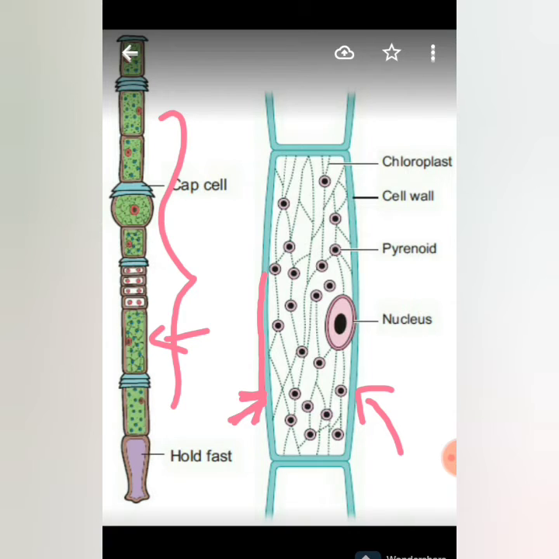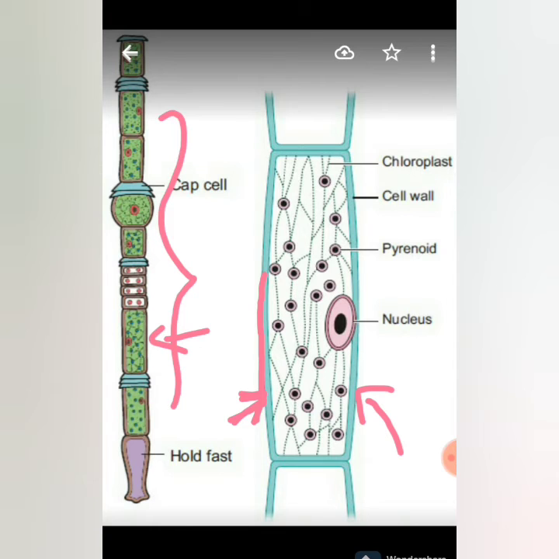So what are these chitin, pectin and cellulose? They are fibrous substances. They are polysaccharides, meaning carbohydrate molecules. So the cell wall is made up of carbohydrates: the outer chitin, the middle pectin, and the innermost cellulose.